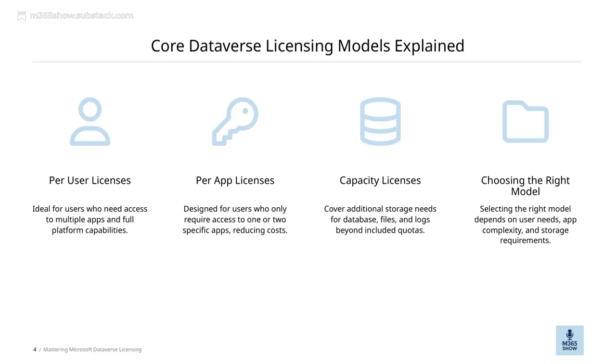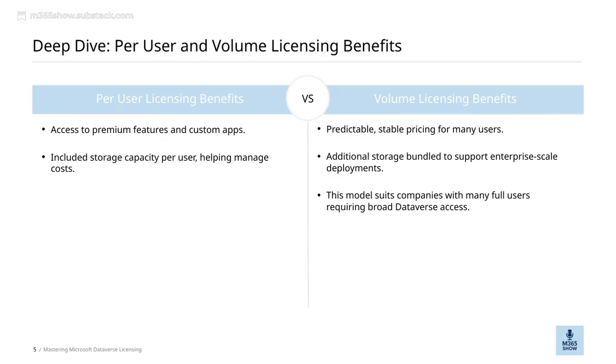Finally, per-user licenses are ideal for users who require access to multiple applications and need the full range of platform capabilities. If your users are more involved with various apps or need advanced features, this licensing model provides the flexibility and access they require. Understanding these models helps you tailor your licensing approach to match your organization's unique needs, balancing cost and functionality effectively.